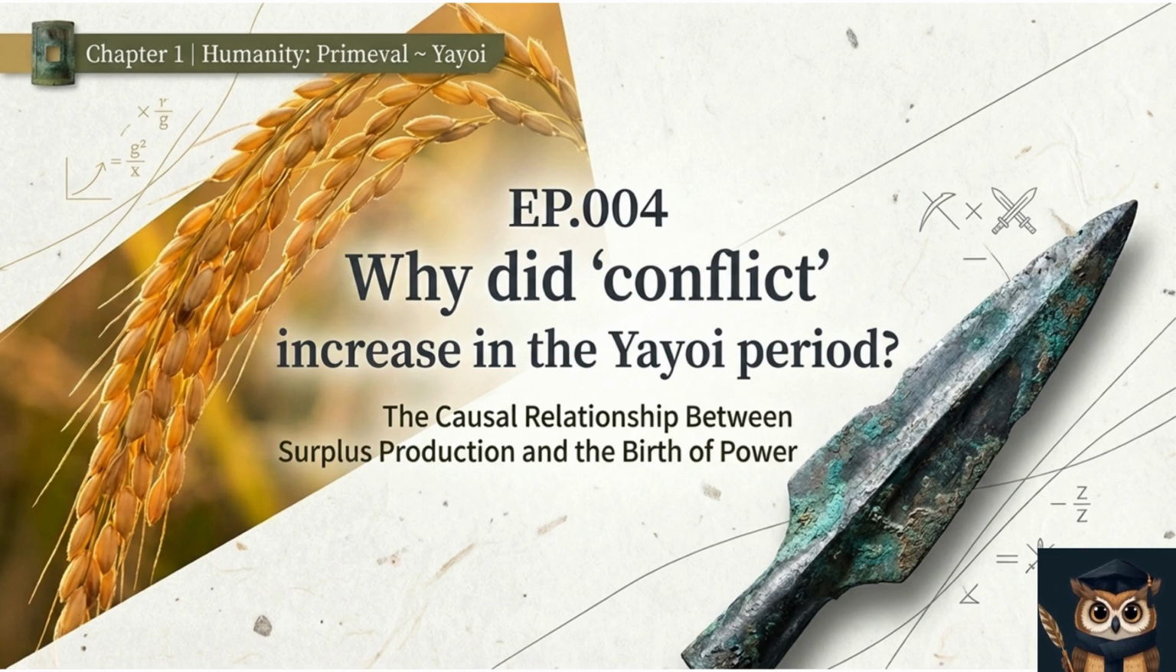But here's the question I want to sit with today: why did conflict increase? Why did peaceful villages build moats? Why did tools become weapons? The answer is one word: surplus. And by the end of this episode, you'll understand exactly how a bumper rice harvest can, step by step, give birth to chiefs, armies, and political power. This is Episode 4, the causal relationship between surplus production and the birth of power.